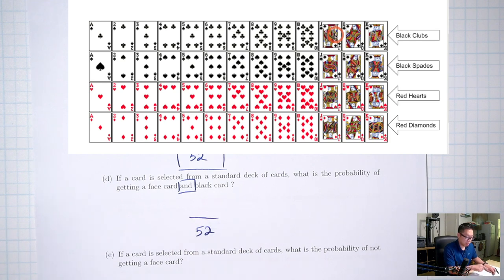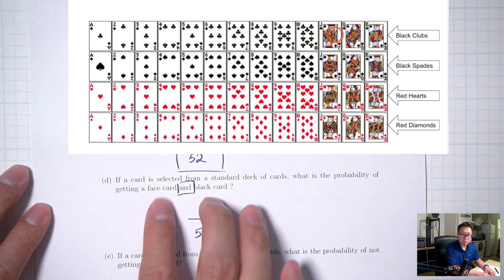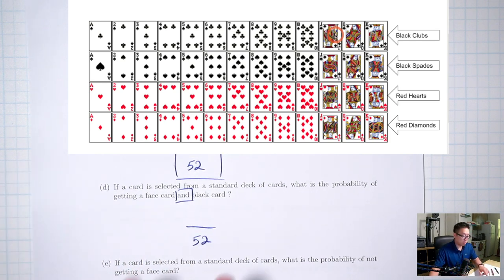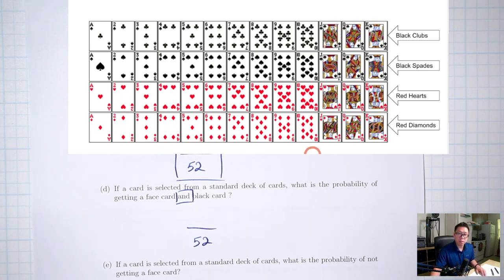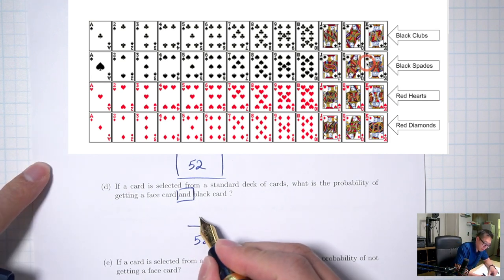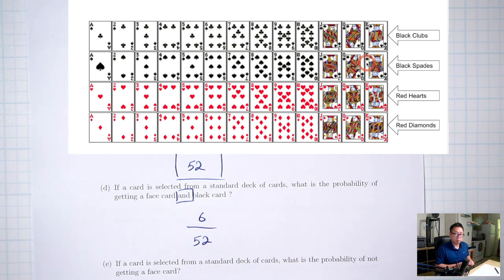Okay, so I'm looking for face cards that are at the same time black. So black face cards would be Jack, Queen, King of clubs, Jack, Queen, King of spades, six. So those are face cards that are at the same time black.